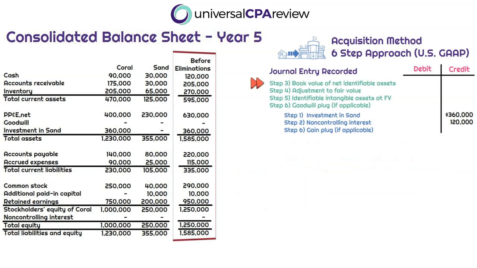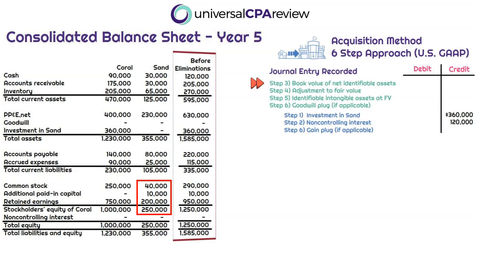So let's move to step 3, and this is where we need to eliminate the book value of net identifiable assets for that acquired subsidiary, right? And so that's basically just the stockholders' equity for Sand. And we can see there, it totals to $250,000. We've got the common stock for $40,000, the additional paid-in capital for $10,000, and the retained earnings for $200,000, right? So that's how we get to the $250,000.